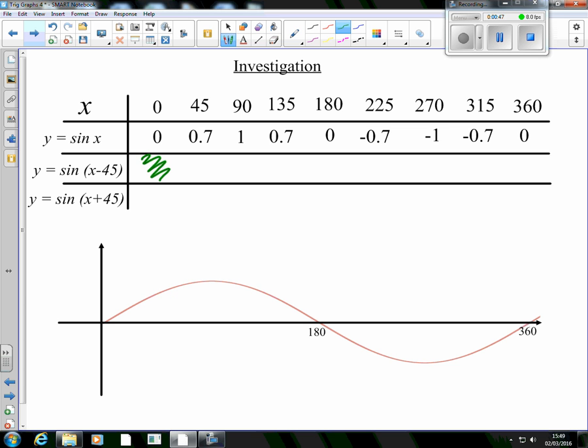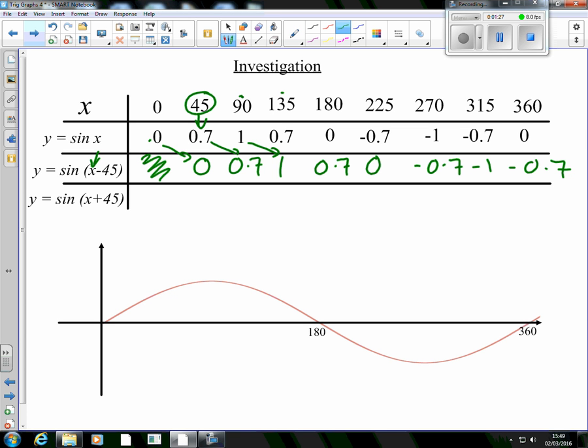Next, I would put x in as 45. 45 take away 45 is 0, and sine 0 we have here as 0. Same with 90. 90 take away 45 is 45, and I know that sine 45 is 0.7. 135 take away 45 gives you 90, and sine of 90 gives 1. I'm hoping you can see exactly what's happening. All these numbers are moving across one place. The next ones are 0.7, 0, negative 0.7, negative 1, and negative 0.7.